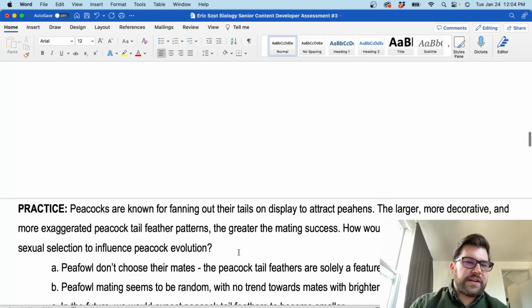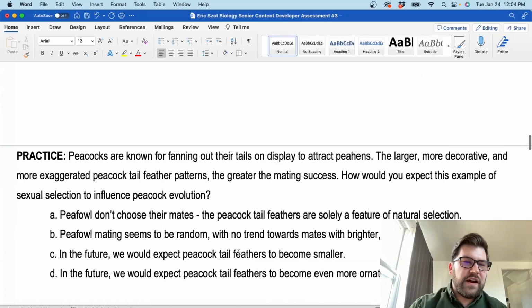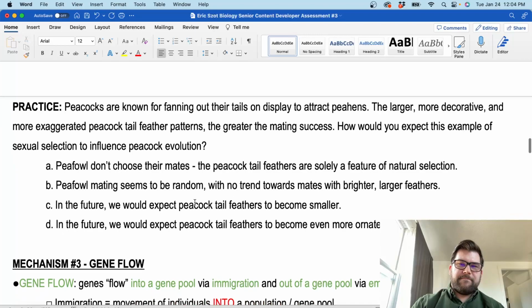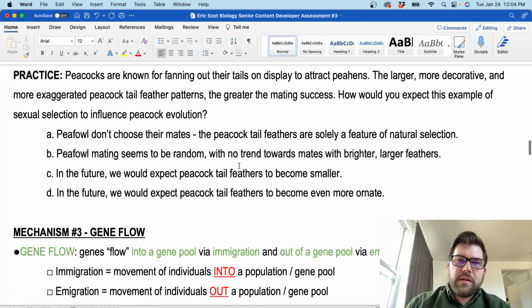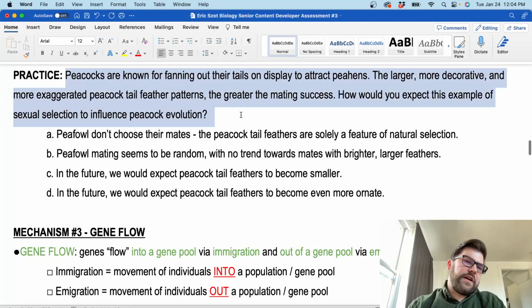Going on to the second practice problem, focusing in on sexual selection down here. I'll bring it up to the top. So what do we have?